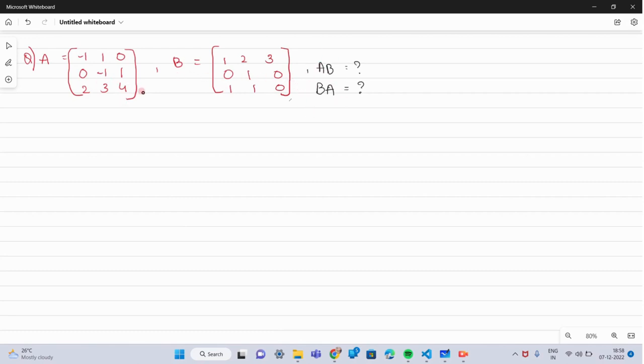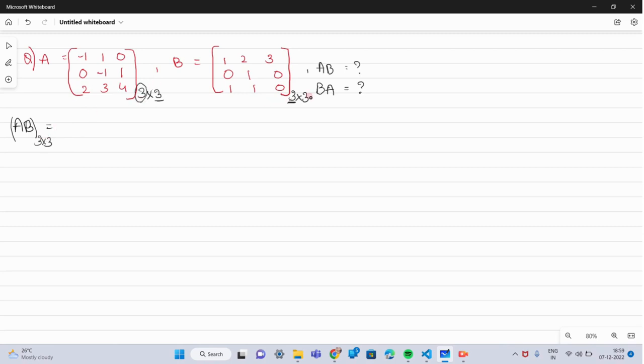Here, what is the order of A matrix? It is 3 cross 3, 3 rows and 3 columns. Similarly, B has order 3 cross 3. So, can we find AB or not? Is it possible for the matrix multiplication? Yes, because here 3 and here 3 are same. The number of columns of A matrix and number of rows of B matrix are equal. So the final output will be of order 3 cross 3.